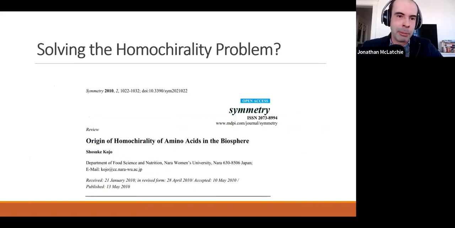This is a review paper that was published in 2010. And the lead author of this paper had previously done his own research in 2004. He leads a Japanese team, and they reported that they had performed recrystallizations using a mixture of 12 amino acids with an excess of asparagine. Those amino acids were in a racemic mixture, so a 50-50 split of left-handed and right-handed forms. And the result was that all of the amino acids with the same configuration as the asparagine were co-crystallized preferentially.